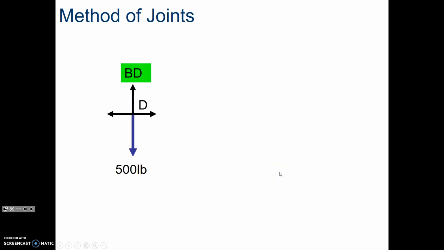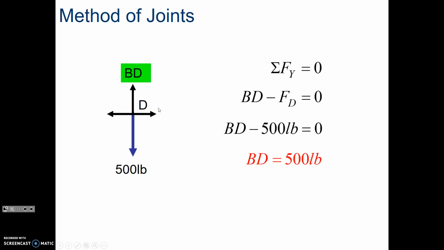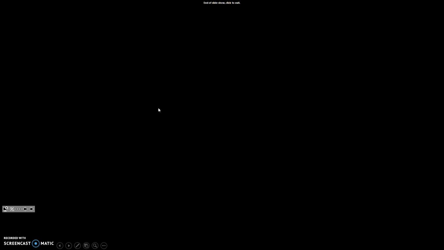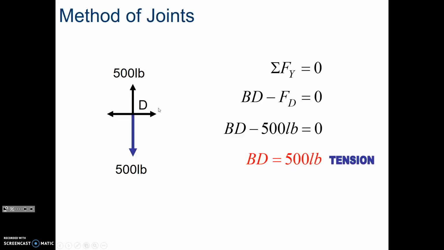And this one's the easiest one. Notice there's no left, no right. So BD has to equal 500, and it's positive because it's moving up. Again, it's in tension. And that's it. We've solved for all of the joints and members.